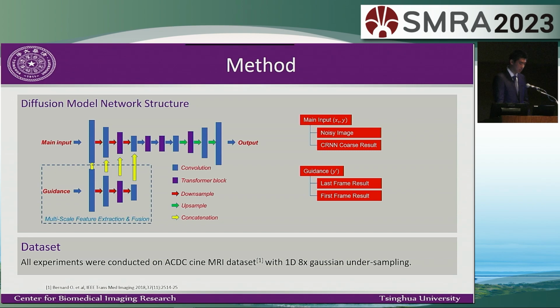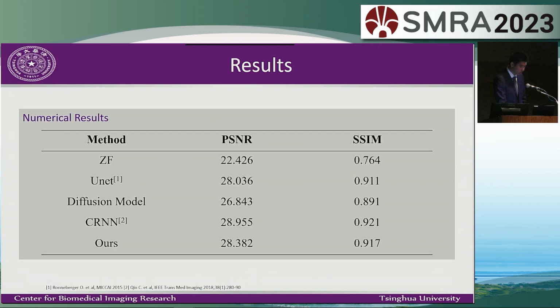All experiments were conducted on the ACDC Cine MRI dataset. As for the numerical results, we can see that our results outperform the U-Net and diffusion model, but are slightly inferior to CRNN. This is probably due to the preference of the metrics towards overly smooth images.